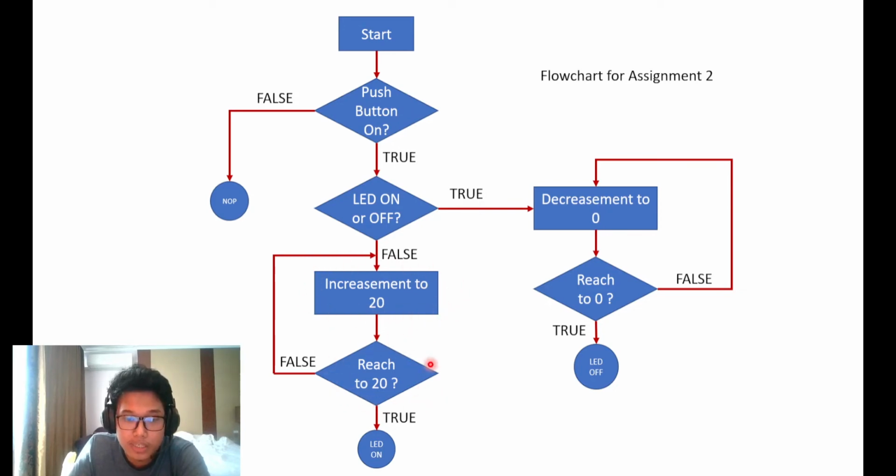If it has reached 20, yes, then the LED is on. If it has not reached 20, the increment continues. When the LED is on, the condition becomes true, and it decreases toward 0 again. It checks again whether it reached 0; if not, it decreases again. Once it reaches 0, the LED is off, and we return to the initial condition. If the push button is off, there will be no operation.